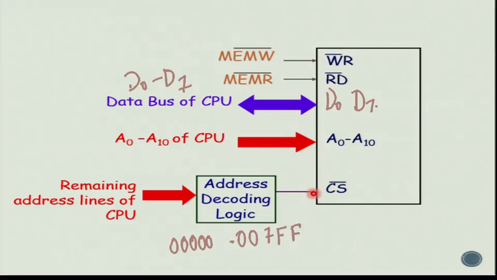Now the purpose of the chip select signal, as I said earlier, is that only when the chip select signal is active, this particular memory chip will be active, or you can make use of the memory chip only when the chip select signal is active. It's a low active signal, so for enabling the memory chip, this chip select signal must be made low. So what we are going to see now is how we are going to be designing the address decoding logic.